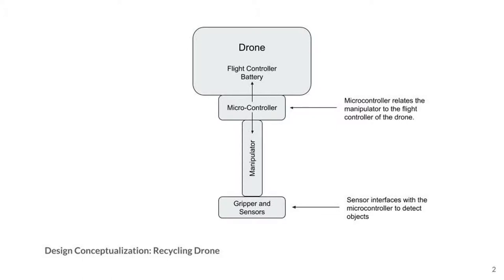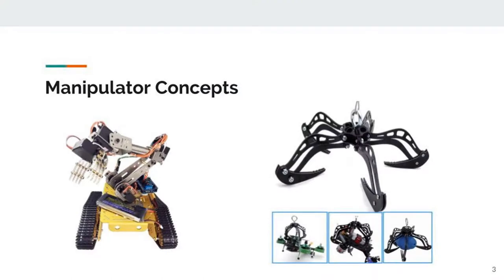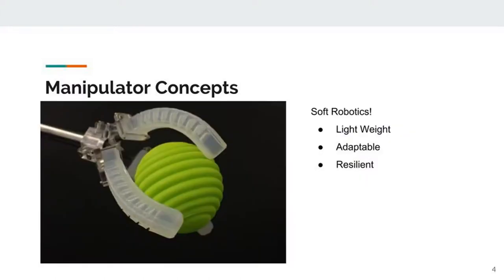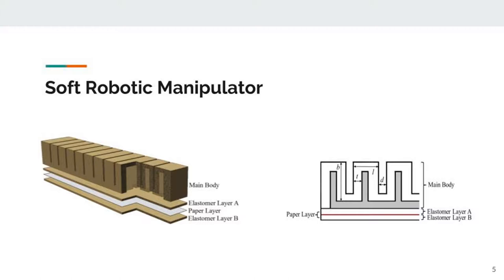Here's an overall layout of our project. Here are some of the concepts we had for the gripper of the project. And then here's the second concept. It's a lightweight robotics arm. And then here is the soft robotic manipulator. This is the first design we had.